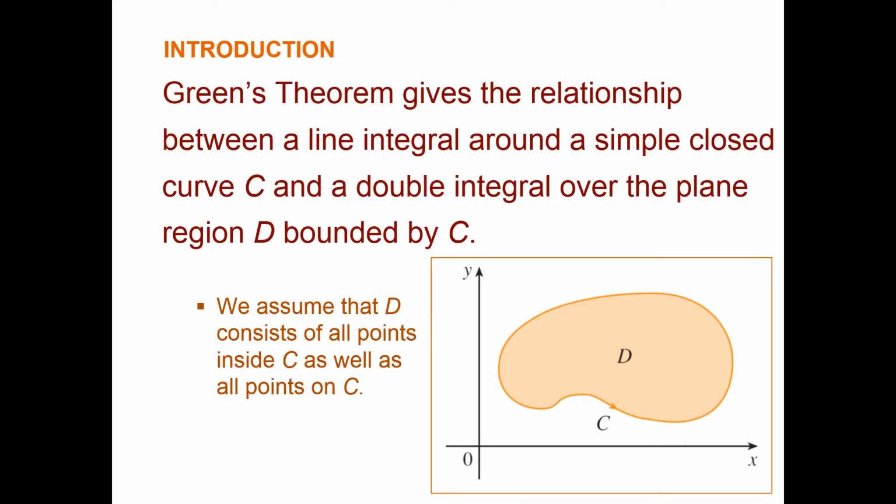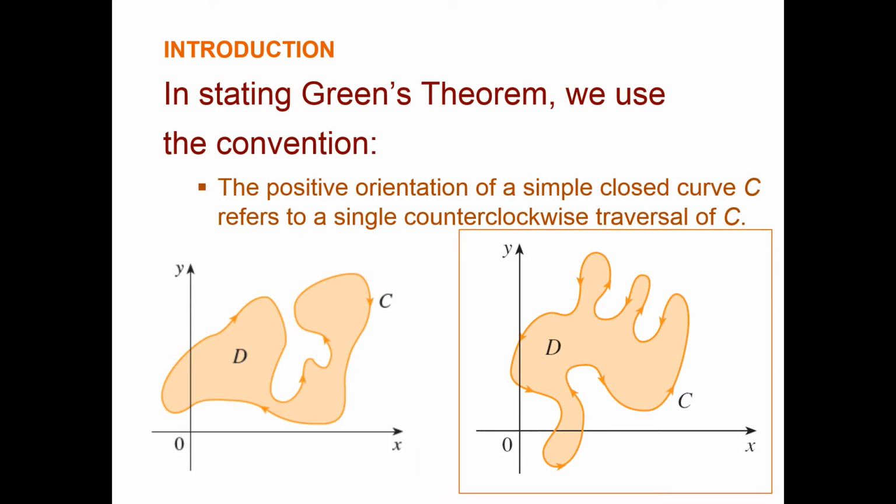So first of all, as I told you, Green's theorem gives the relationship between the integral around a simple closed curve and a double integral over the plane region D bounded by the curve C. Now we assume that this D consists of all the points inside C as well as all the points on C.